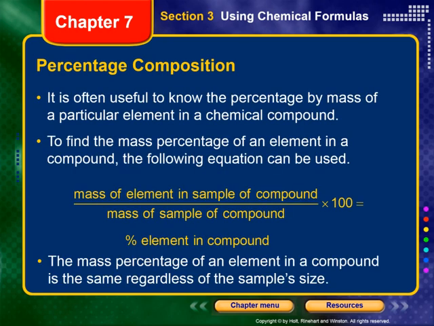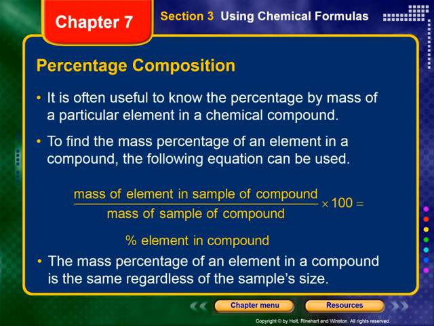Now, a lot of people get intimidated by percent composition, which will be the last thing that we cover in this section. However, it blows my mind because percent composition is very, very easy to calculate, especially because you already know what a percent is. It is often useful to know the percentage by mass of a particular element in a chemical compound. To find the mass percentage of an element in a compound, the following equation can be used. The mass of the element in the sample of that compound divided by the mass of the whole sample, and then you multiply by 100 to get that into a percentage.